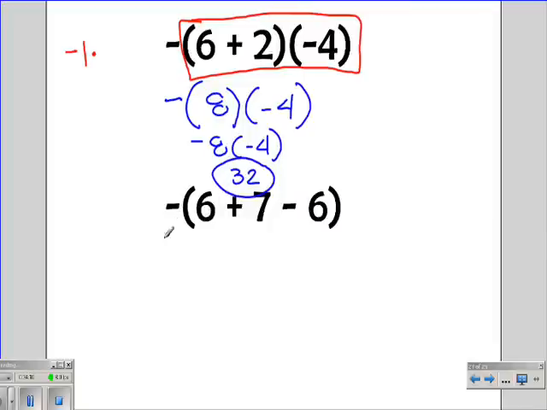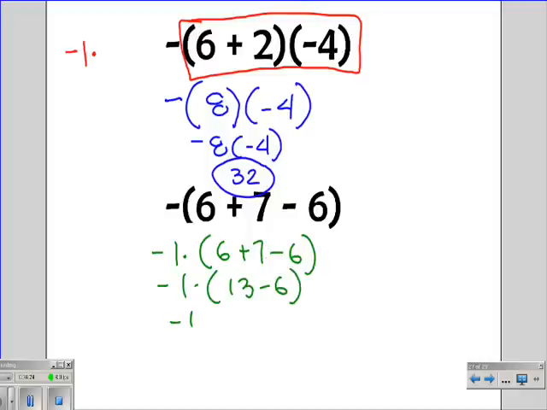So looking here, I might do it that way. I think of it as a negative 1 times 6 plus 7 minus 6. So if I'm doing that, then I'll just do what's in the parentheses first. 6 plus 7 is 13, and 13 take away 6 is going to be 7 again. And negative 1 times a positive 7 will be a negative 7.